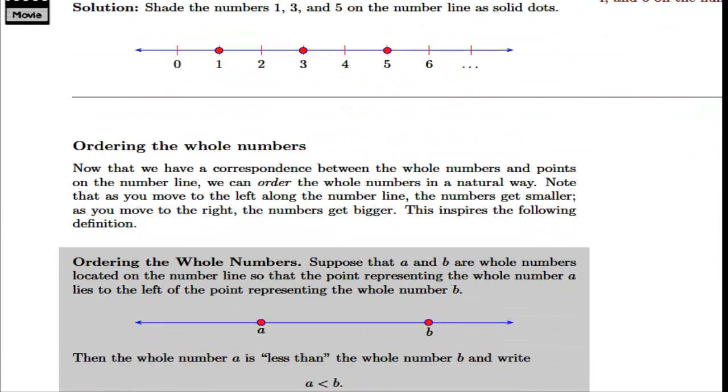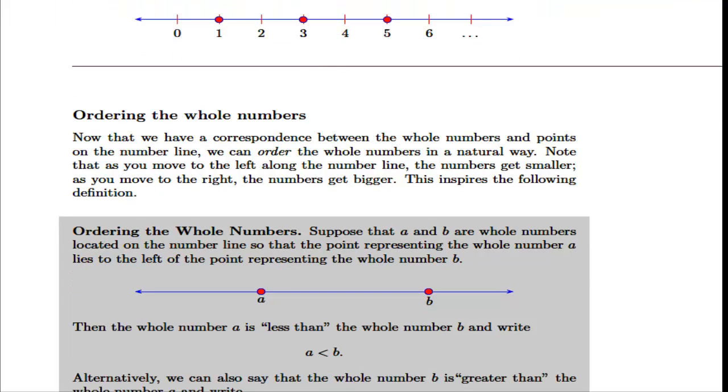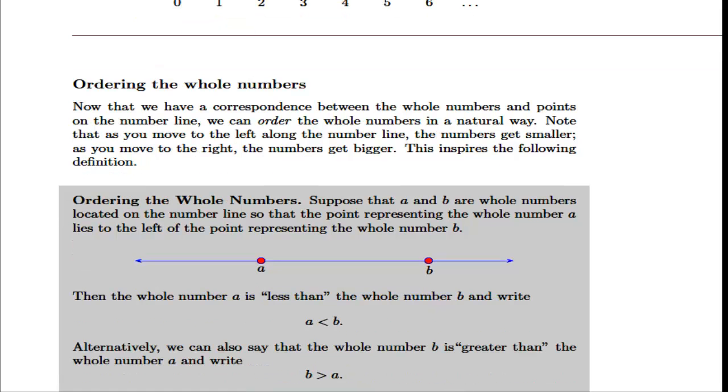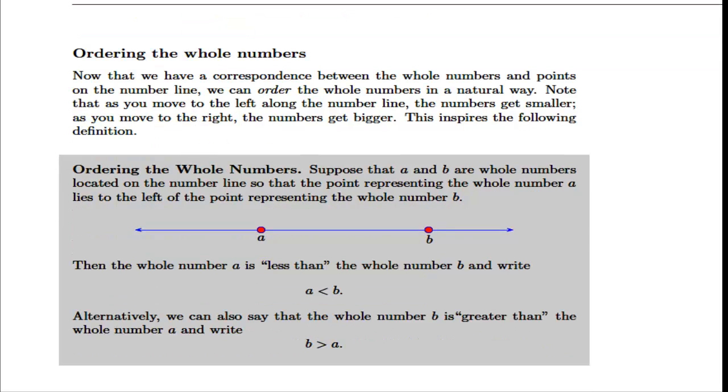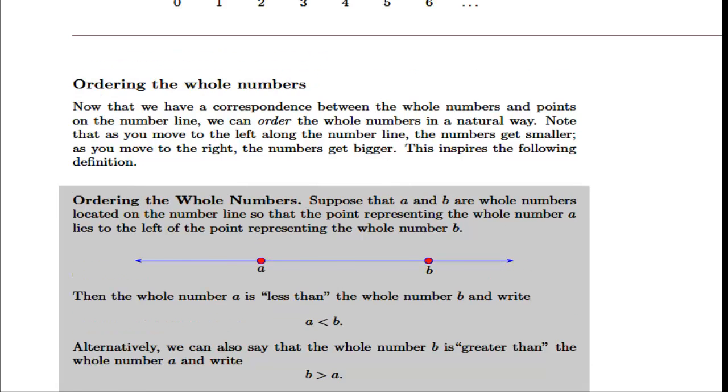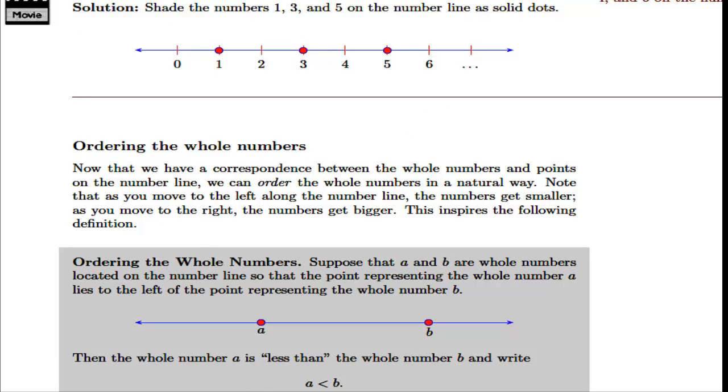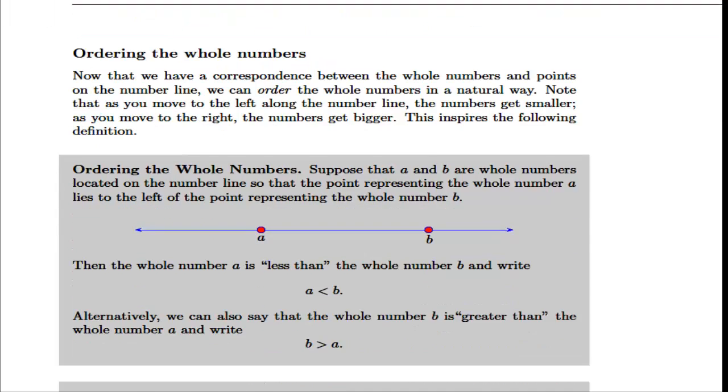Ordering the whole numbers. Now that we have a correspondence between the whole numbers and points on the number line, we can order the whole numbers in a natural way. Note that as you move to the left along the number line, the numbers get smaller. And as you move to the right, the numbers get bigger. So, to the right of 3, we have 4, 5, and 6, which are larger, and to the left of 3, we have 0, 1, and 2, which are smaller than 3. This inspires the following definition.